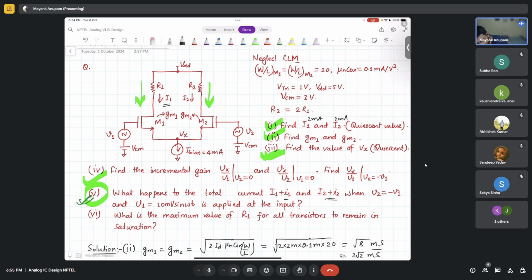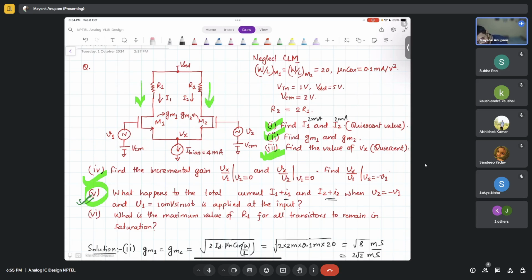So tell me something. What is the total current I1 plus I2 at any point of time? 4 milliamp. Yeah, 4 milliampere, because this is something which is constrained by the current source here. So total current cannot change.